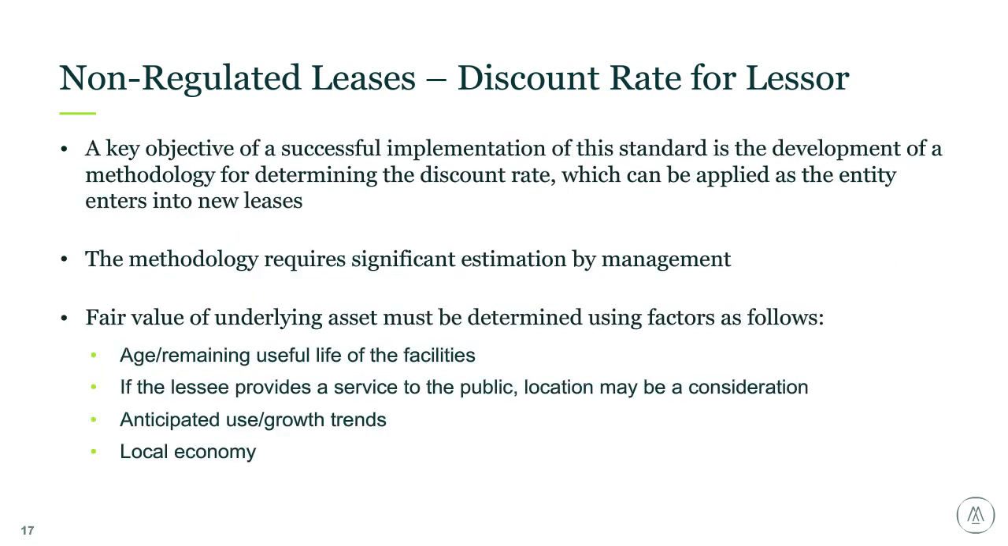So again, as I mentioned on the previous slide, one area that requires a significant level of management's estimation is the discount rate. So it's key that management begin developing a methodology for determining that discount rate consistently, which can then be applied as your entity begins to enter into new leases. Another significant estimate that will require management's attention is the determination of that fair value of the underlying asset. And this should be determined using factors that are outlined on this slide, such as the age or remaining useful life of the facilities, the location of the property being leased, the anticipated use or growth trends of that property, and then the local economy.